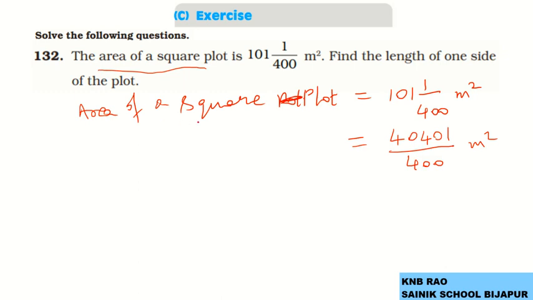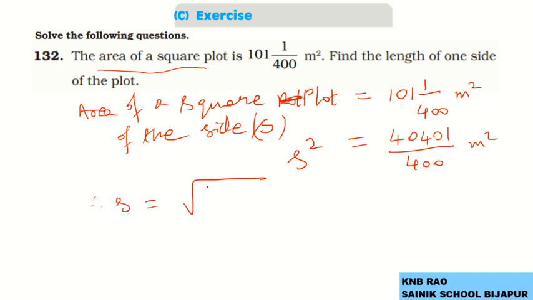Let us say the side of the square plot is S. That means S square is known to us. When S square is known to us, how do you find S? By finding the square root of this fraction. How to find the square root of the numerator separately?